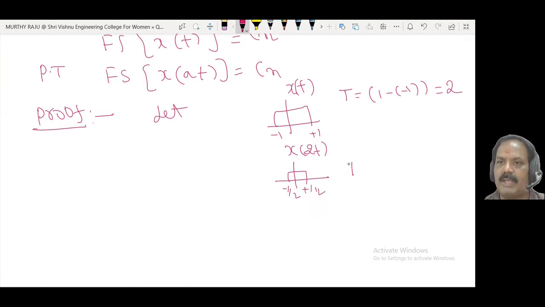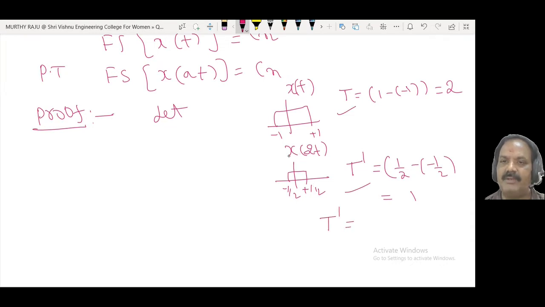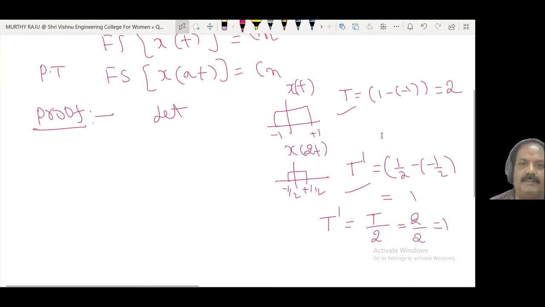Therefore, the new time period is T dash, which is equal to 1 by 2 minus (-1 by 2), that is equal to 1. Therefore, comparing these two, T dash, the time period of x of 2t, is equal to T by 2. Here T is equal to 2, so T dash is equal to 1.